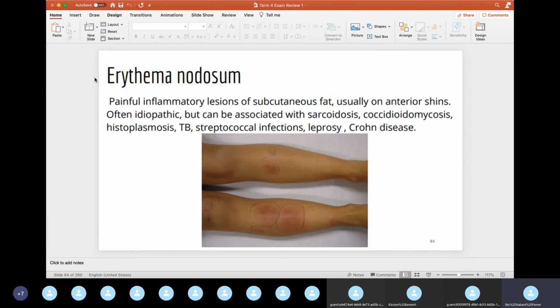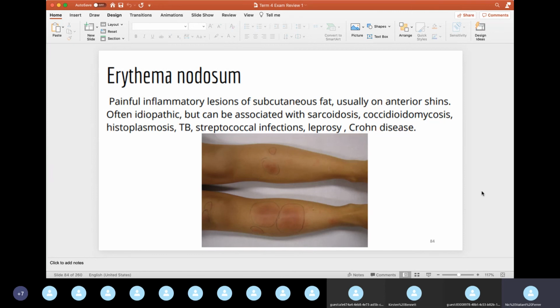Okay, let's look at the specific diseases. Erythema nodosum. For the following slides, please tell me if you discussed this or not. Okay, did you discuss this? Erythema nodosum? I think so. Yeah. So this is idiopathic. Commonly seen in sarcoidosis, non-caseating granuloma, coccidioidomycosis. This is one of your systemic fungal infections. Histoplasmosis, systemic fungal. Strep, leprosy, and Crohn's disease. Remember, it's a painful lesion of subcutaneous fat, commonly seen where?